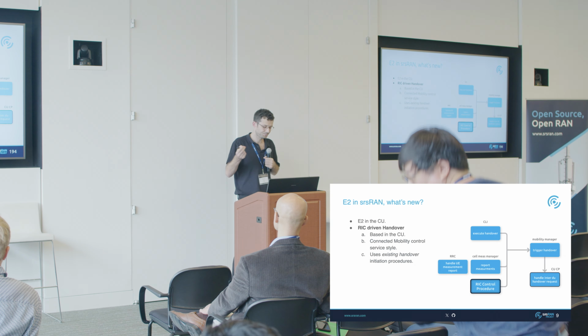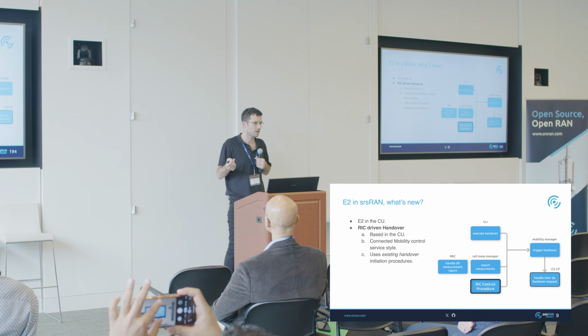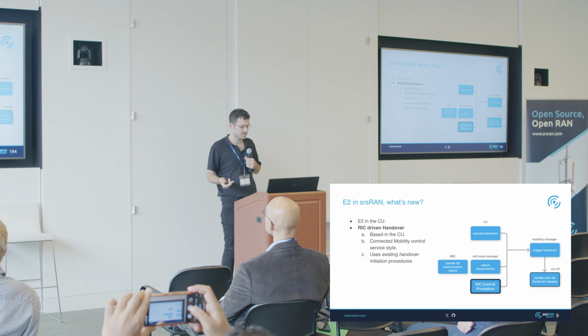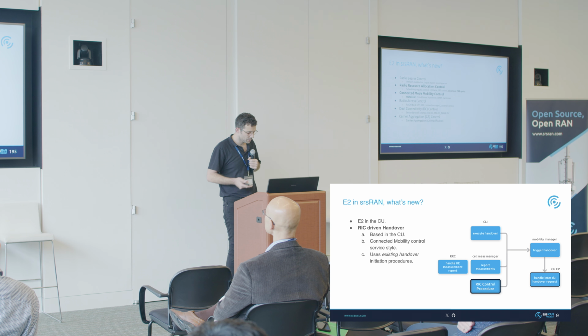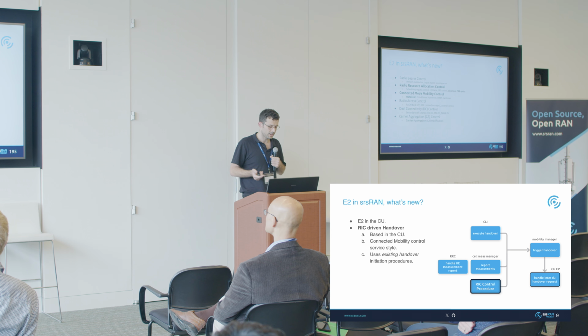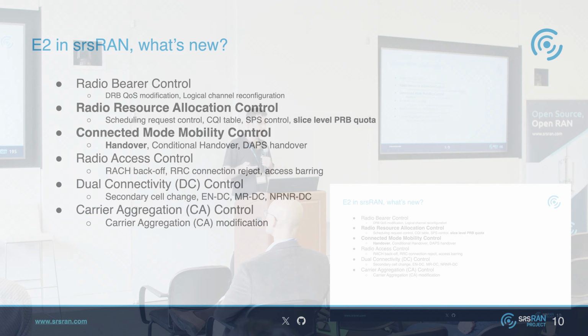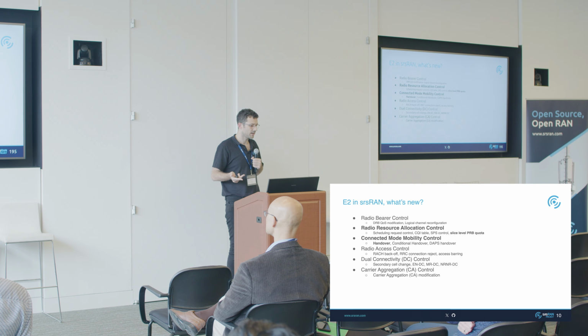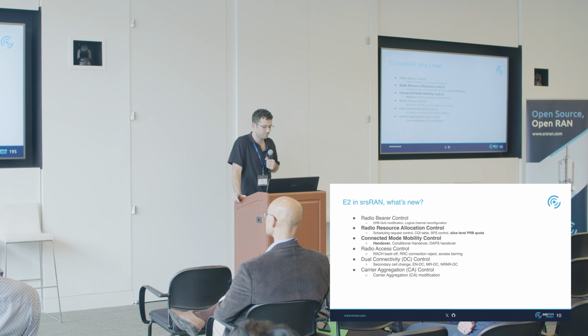The runtime configurability of this particular parameter was already enabled in the stack, so it made it easy for us to add this. Looking at the RC more generally, as I said, we added the handover, giving us the initial connected mobility control action, and then what we already have there is some actions in the resource allocation control, which allows us to change the PRB quota for given slices.